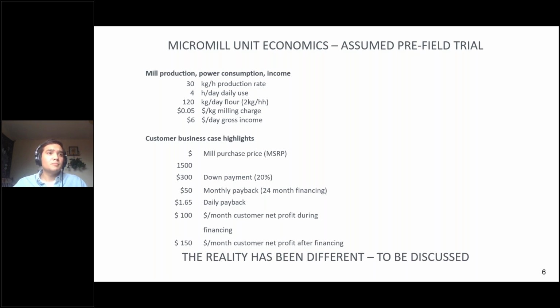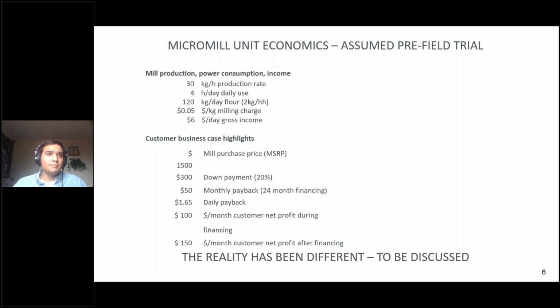The numbers under the customer business case highlights would be that the mill would be sold for $1,500 at a retail price. That's for the full system. And then with PAYGO financing, there'd be a 20% down payment, and over a 24-month financing period, that would require a $1.65 daily payback.